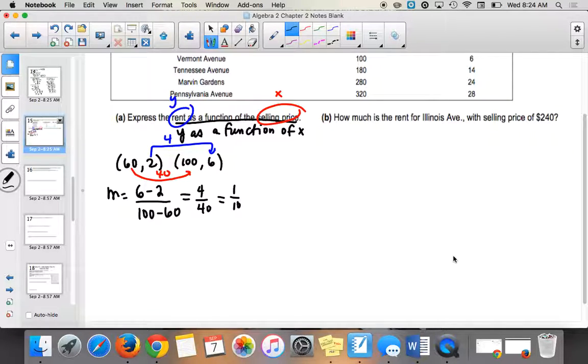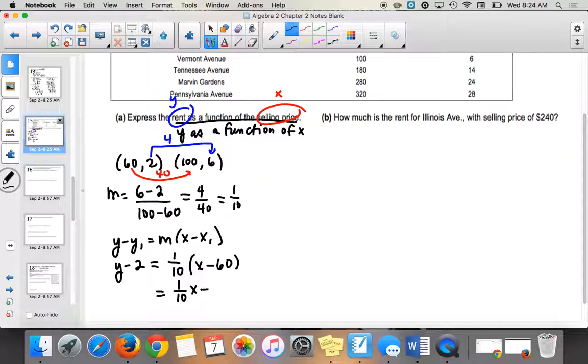And then we're going to use either point, it doesn't matter which one. So I'm going to use (60, 2). So I'm going to have y minus y1 equals m times x minus x1. The more times you write that formula, the easier it is to memorize, right? So I have 1/10 of x minus 60, and then on the left-hand side I have y minus 2. So we get 1/10 x minus 6, right? 1/10 of 60. And then I'm going to add the 2 over, so your final answer is y equals 1/10 x minus 4.